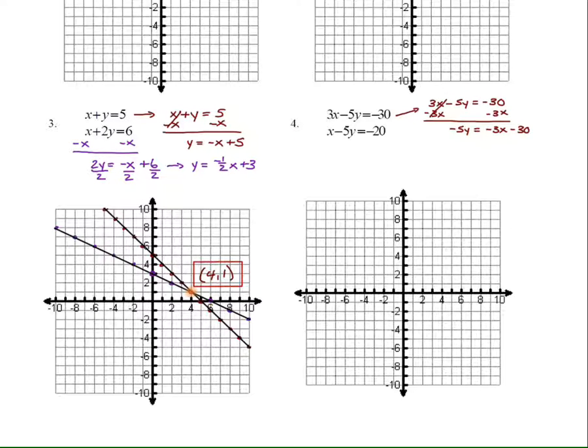And then you divide by whatever's in front of your y, which in this case is negative 5. And then I'd get y equals 3/5 x plus 6. So that would be the first equation I'm going to end up drawing. And then I'm going to do the same thing for the second equation.